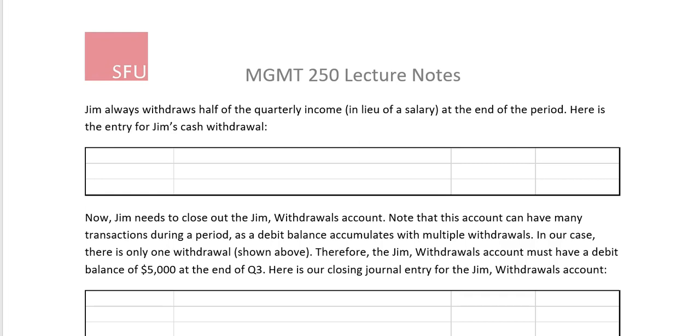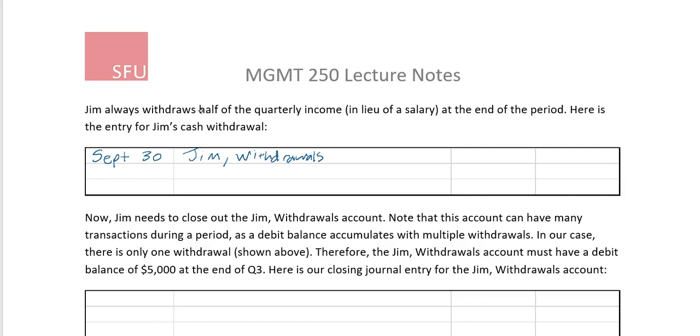So note that a cash withdrawal by the owner can happen at any point. It doesn't necessarily have to be at the end of the quarter or end of the period. It can simply happen whenever the owner decides to withdraw money. So in this case, it happens right at the end of the quarter.